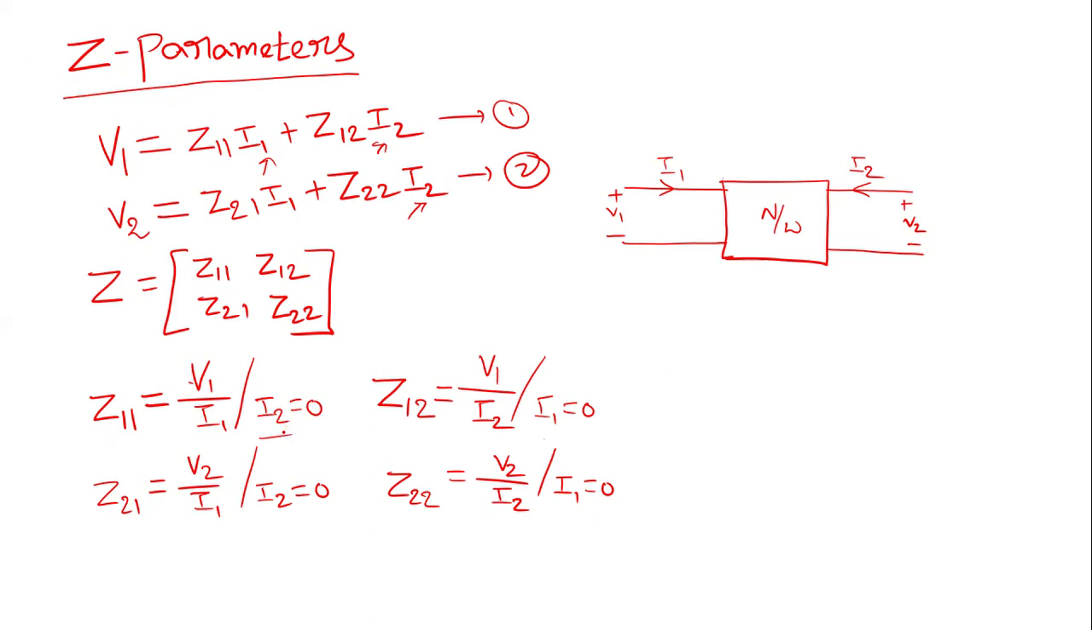Why are these named open circuit impedance parameters? While finding Z11 and Z21, we are making I2 as 0, so the output is open circuited. While finding Z12 and Z22, we are making I1 as 0, so the input terminals are open circuited. Every time, to find any of the Z parameters, we need to open circuit one of the ports. So these are called open circuit impedance parameters. Why impedance? Because it is voltage divided by current, so the units are ohms according to Ohm's law.